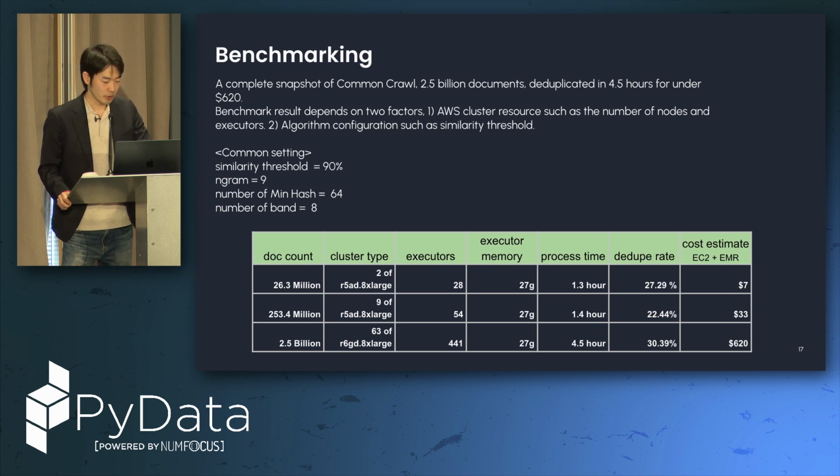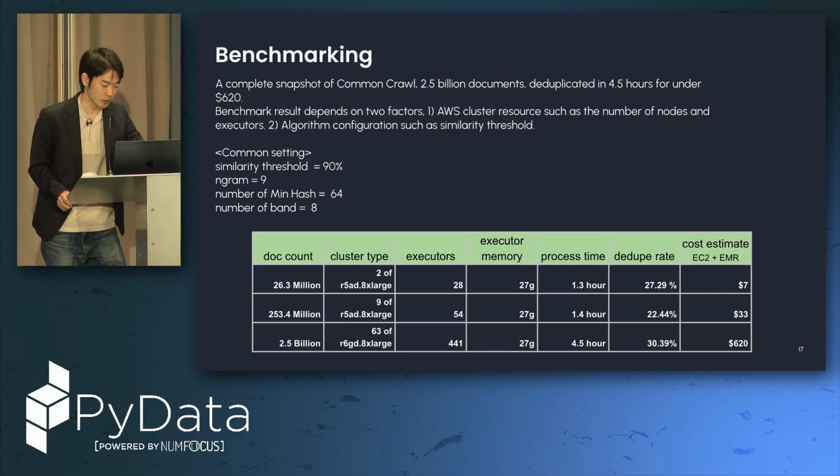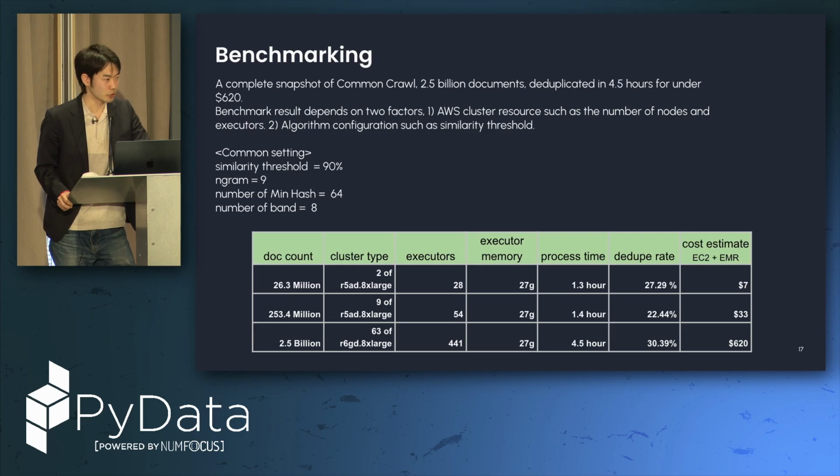The benchmark result depends on 2 different factors. One is AWS resources, such as the number of nodes and executors. Of course, if you invest more resources, the deduplication is going to finish earlier. And the second is algorithm config, such as similarity threshold. If you tighten the threshold from 90% to 95% or above, that's going to significantly reduce the similarity candidate pairs, so that can end early.